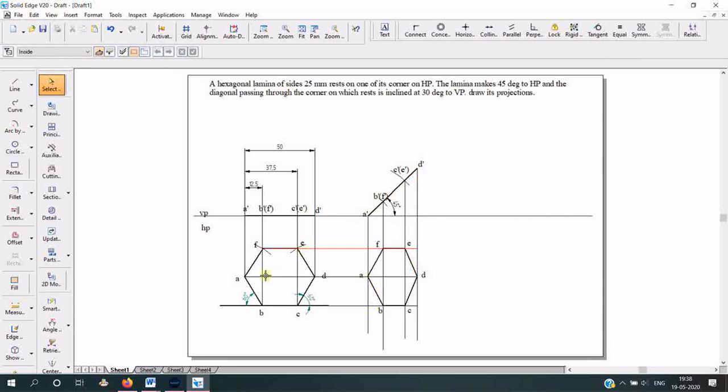Okay. So now you can see that from the resting corner, the diagonals, there are 6 diagonals here, sorry, not 6, there are 3 diagonals: F to C, A to D, and B to E. Among these 3 diagonals, the diagonal passing through the corner on which it rests is the condition we consider. So the diagonal we must consider is A to D.